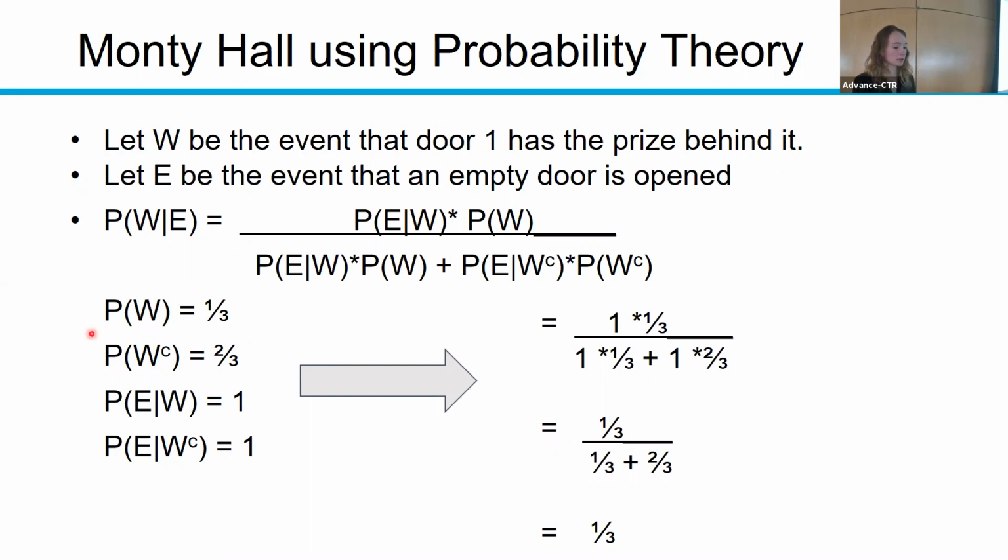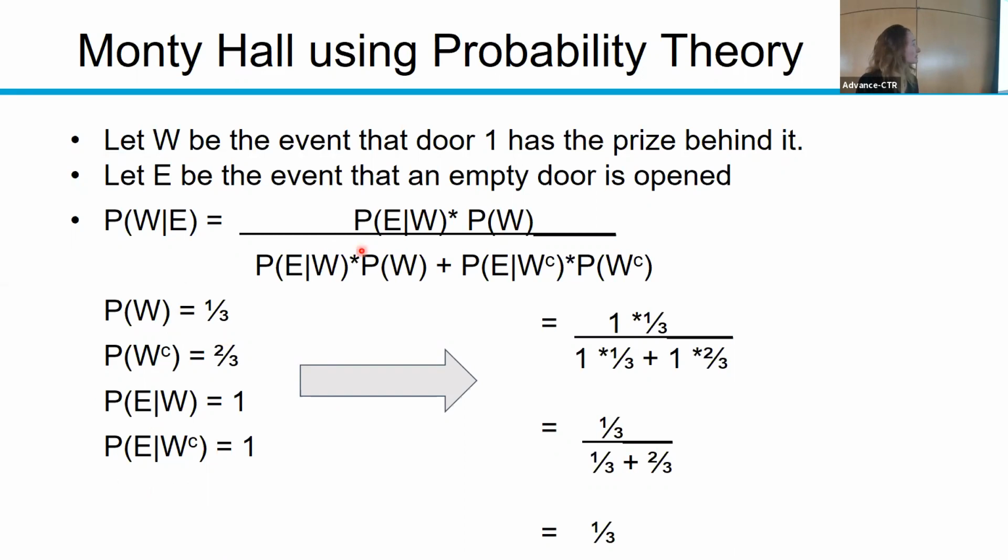Okay. The probability of E given W, the probability that an empty door is opened given the prize is behind door 1. Well, that's just guaranteed. We know based on how this game works that they are always going to open an empty door. And again, the same thing, the probability that an empty door is opened given that the prize is behind one of the other two doors. Again, it's 1. That's just how the game is set up. Okay? So then we can use these numbers.